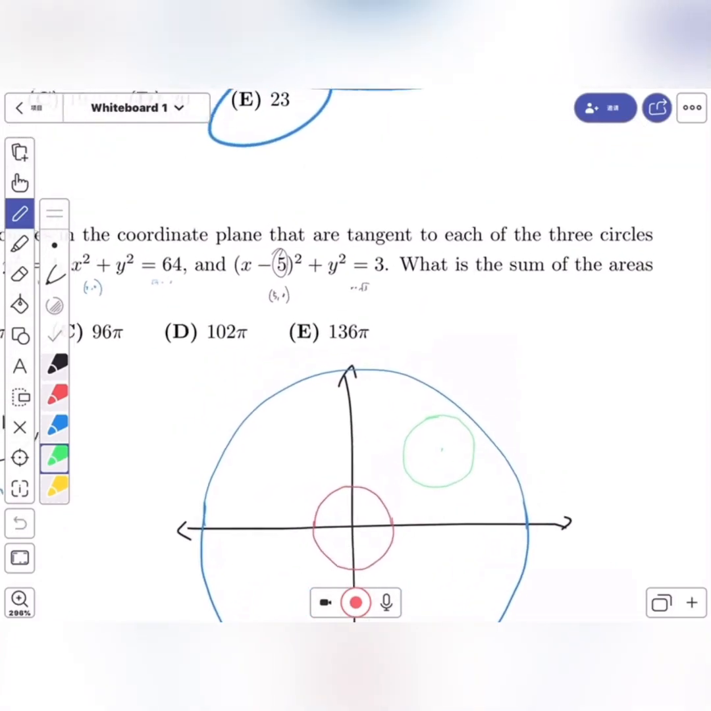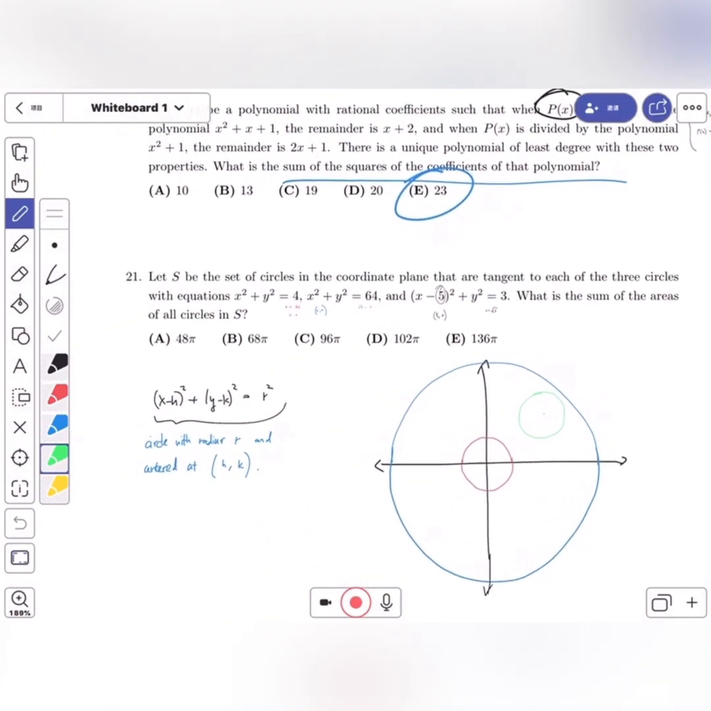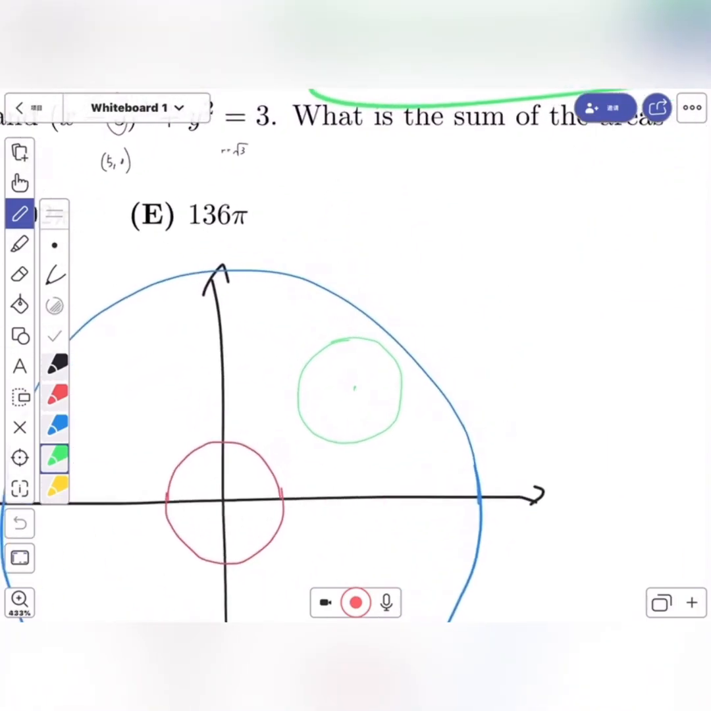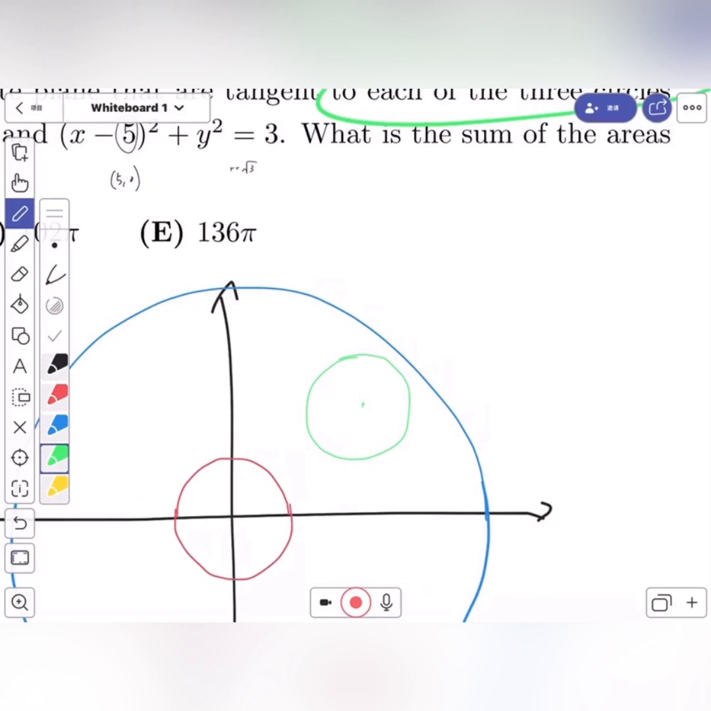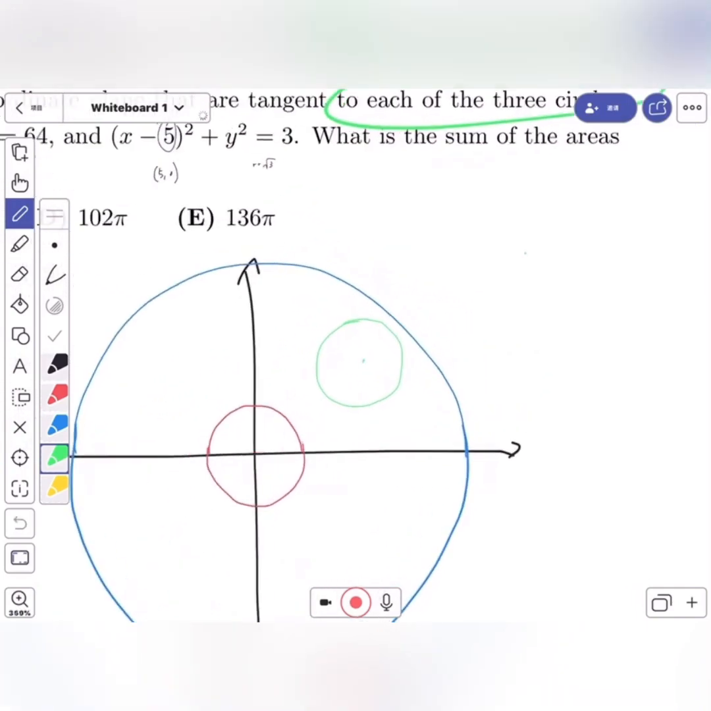So now, what are we trying to find? Let S be the set of circles in the coordinate plane that are tangent to each of the three circles. So basically, we need a circle that is tangent to all three of these circles. How would such a circle be possible?